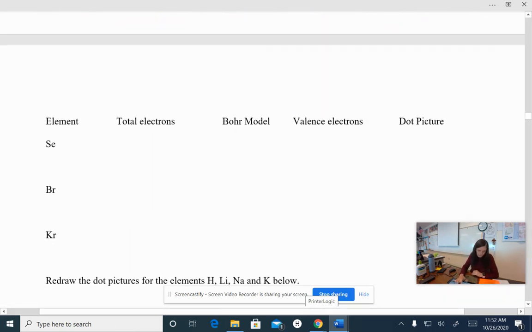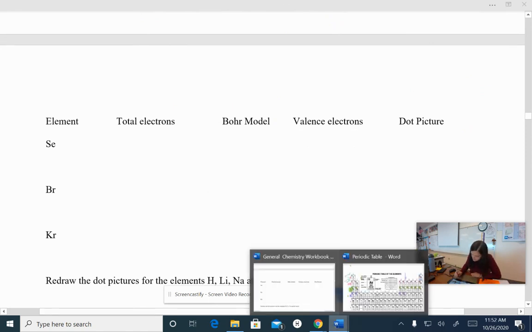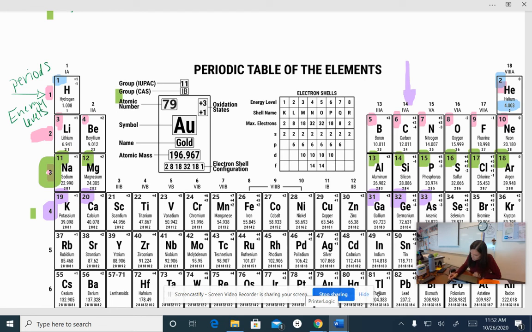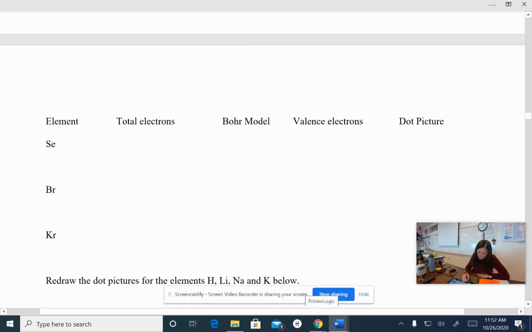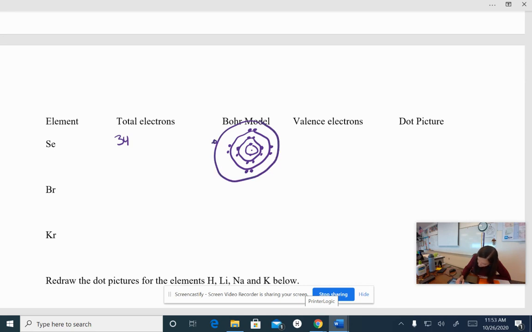All right, selenium. Selenium, let's look at our periodic table again. So arsenic, selenium, 34. Here we go. 34 total electrons. 1, 2, 1, 2, 3, 4, 5, 6, 7, 8. 1, 2, 3, 4, 5, 6, 7, 8. Then we had our first 2. And then our transition metals would come in.